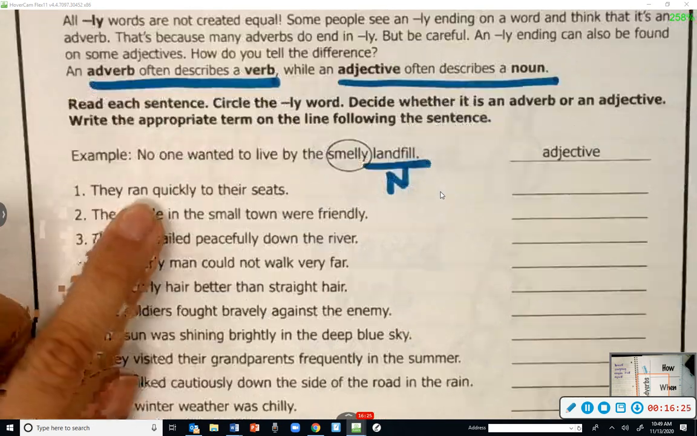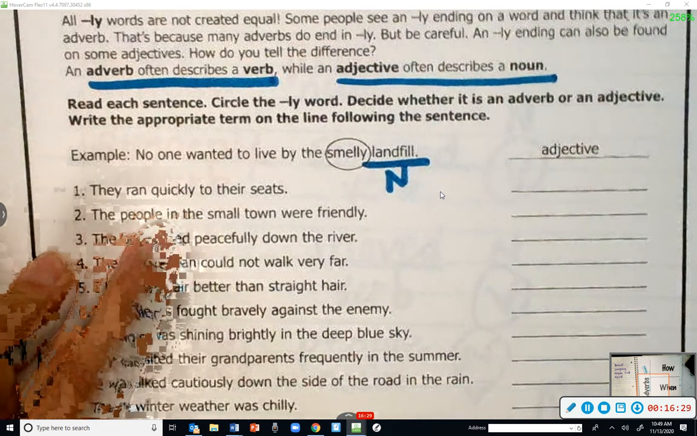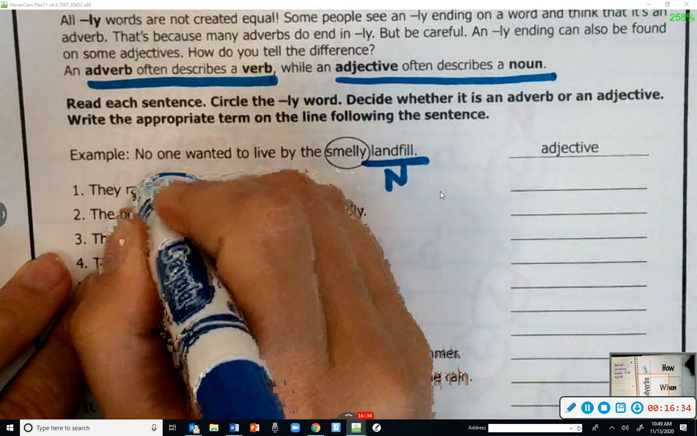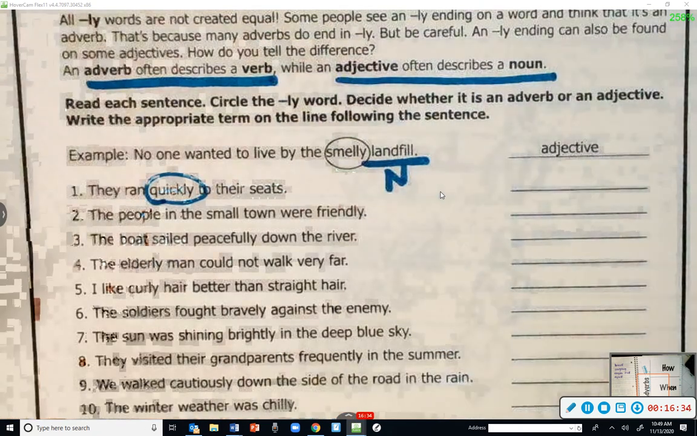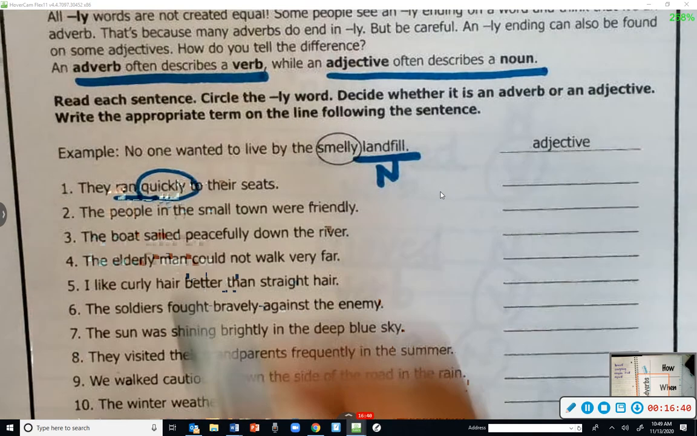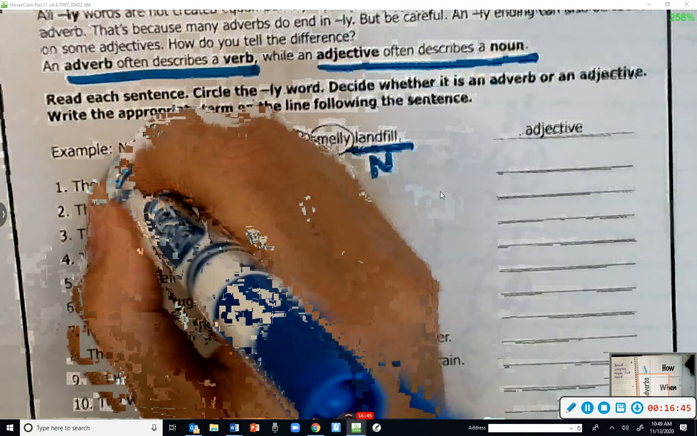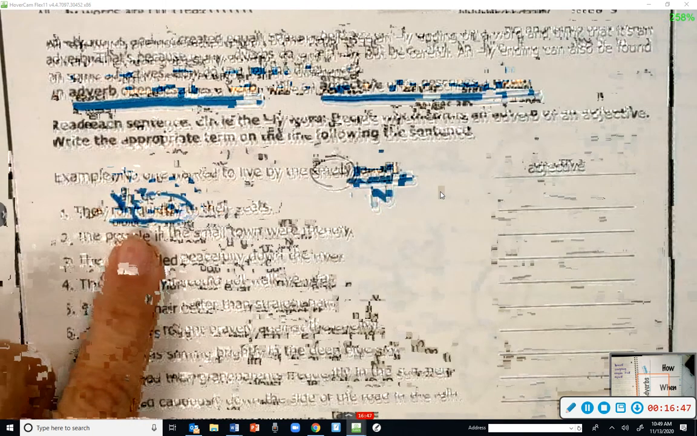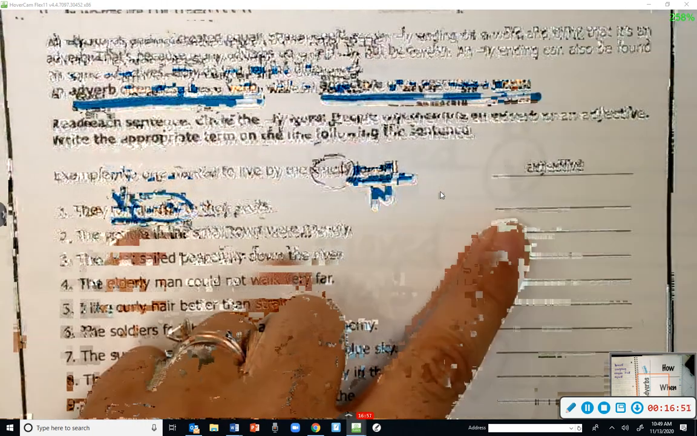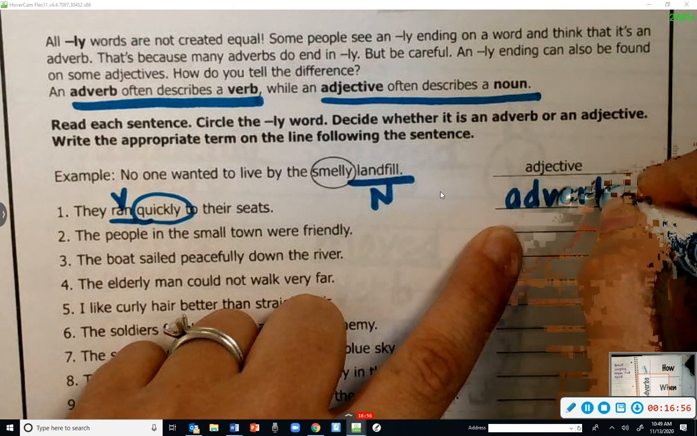So let's try number 1. I want you guys to figure out what ly word we're going to circle. So what should we circle? Quickly. And then figure out what it's describing. Ran. Okay, is ran a verb or a noun? Ran is a verb. What words describe verbs? Adverb. So quickly is an adverb.